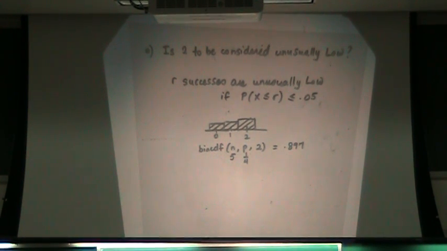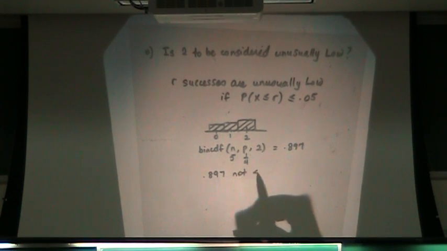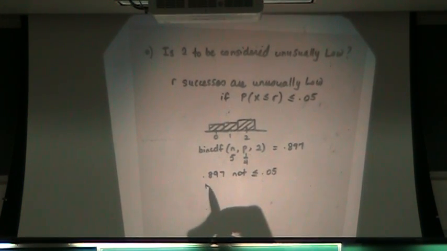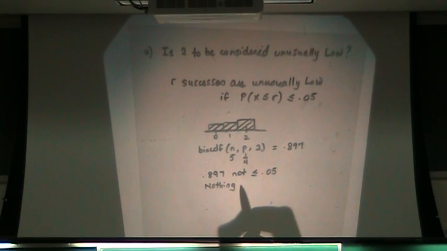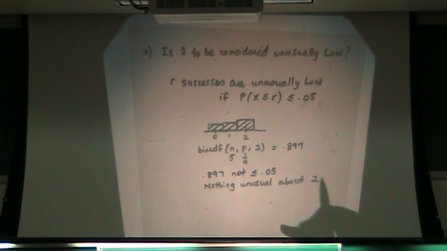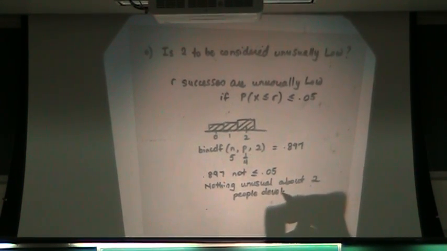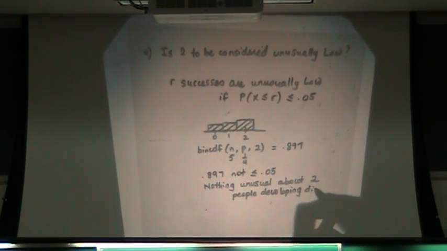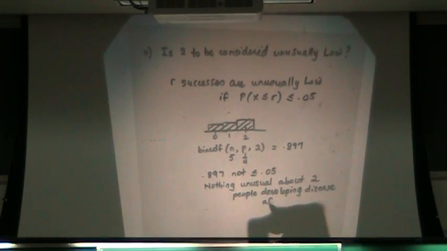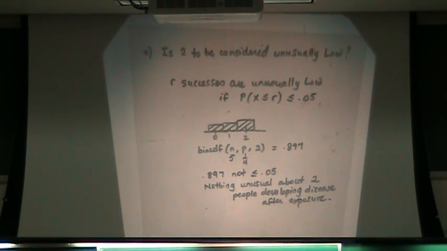Okay, I'll go back to the previous question in just one second. So 0.897 is not less than or equal to 0.05, so there's nothing unusual about two people developing the disease after exposure. Does this make sense?